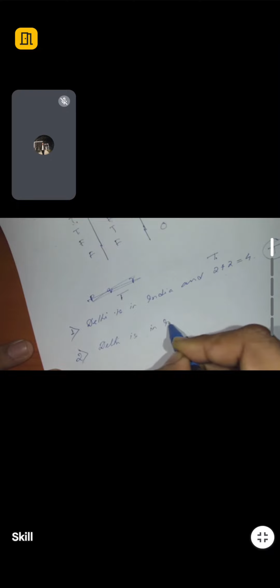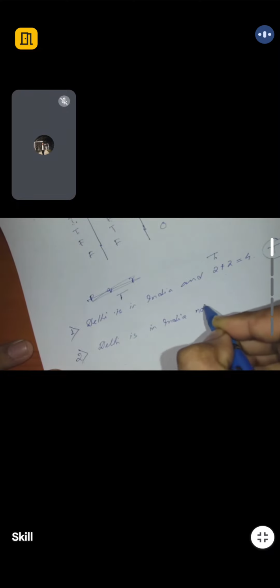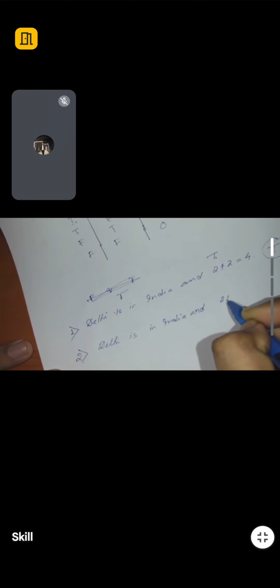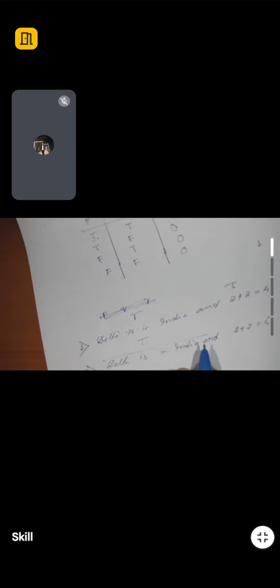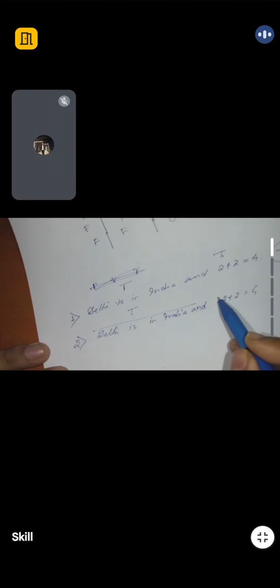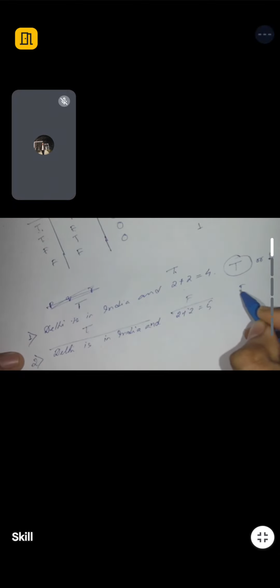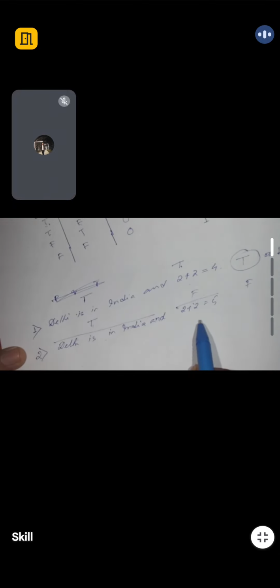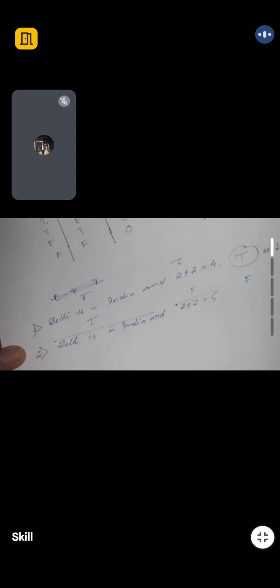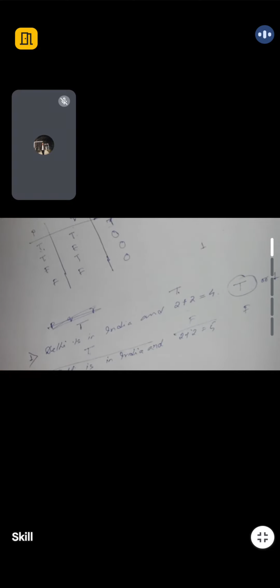Then let us consider another sentence. Delhi is in India, and 2 plus 2 is equal to 5. This sentence is true, and this sentence is false. So 1 into 0, it will be false. Because of the two sentences, if one is false, then the result will be false. Okay, let's go to the next.